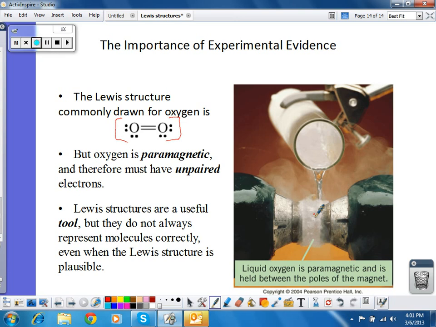To be paramagnetic, you have to have unpaired electrons. There are no unpaired electrons here. They are all paired up. So the Lewis structure, although it helps us understand what's going on, doesn't always explain everything. And that's what you have to keep in mind, that they're representations that help us understand things, but they're not the perfect representation in every case.